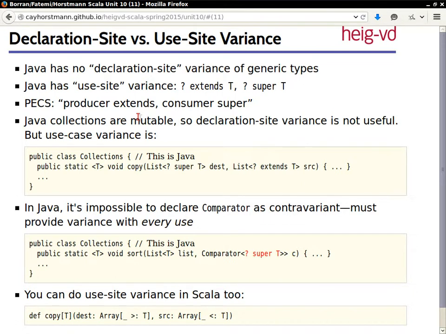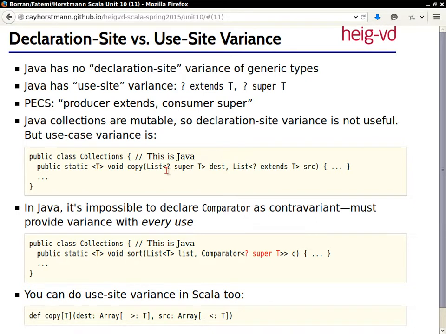But the problem that Java had in spades was that you had these invariant collections, and you still wanted to write generic functions that worked on them. So for example, consider copy. This is something that I've taken out of Java util.collections. There's a static method called copy that copies one list into another. Well, how do you write it in a generic way? You could write it so that it can copy a list of type T into a list of type T, but then what if you want to copy a list of students into a list of person? That should be possible.